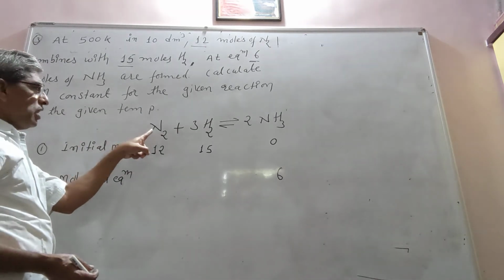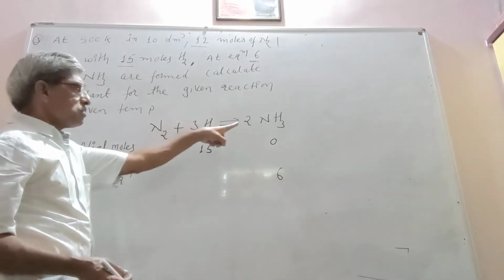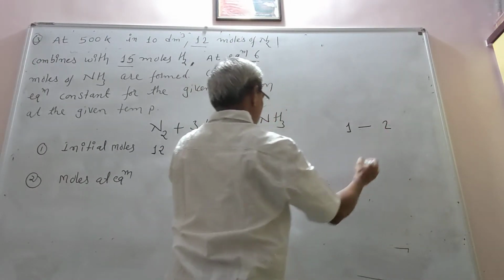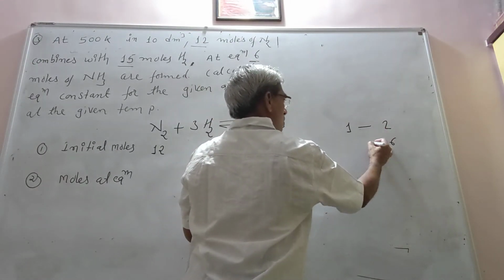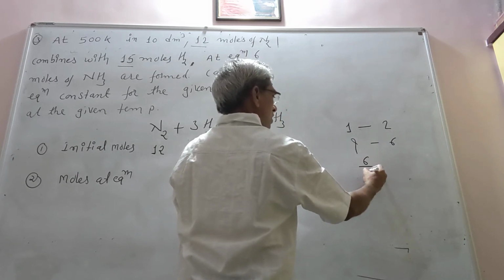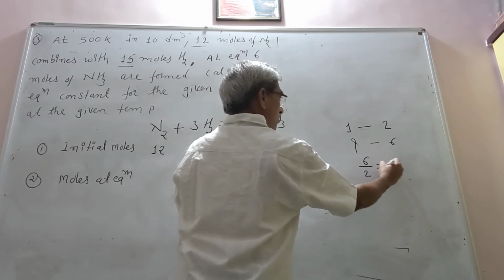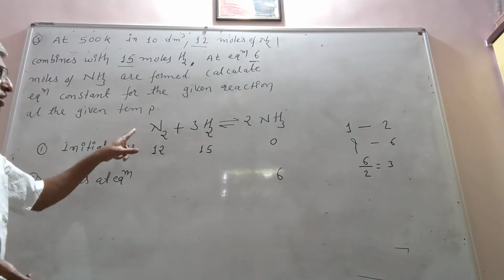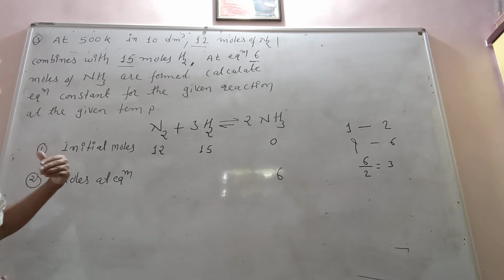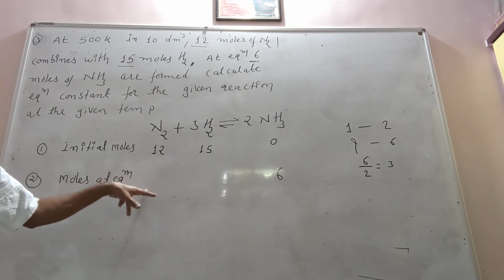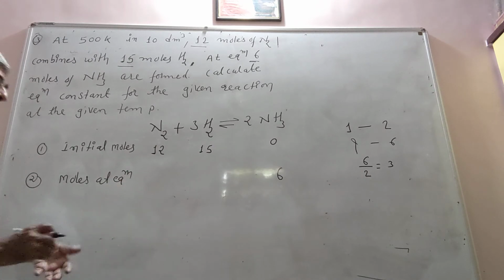Now, 1 mole corresponds to 2. Therefore, for 6 moles, how many? 6 divided by 2, 3. Means 3 moles of N2 get reacted. And out of 12, 3 moles get reacted. How many moles left? 9.